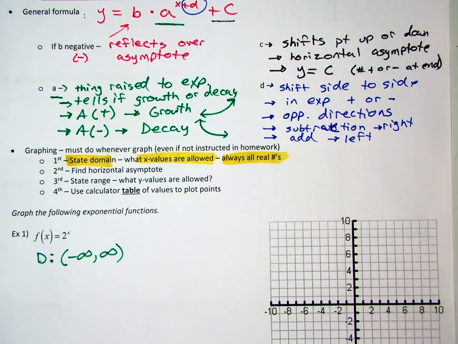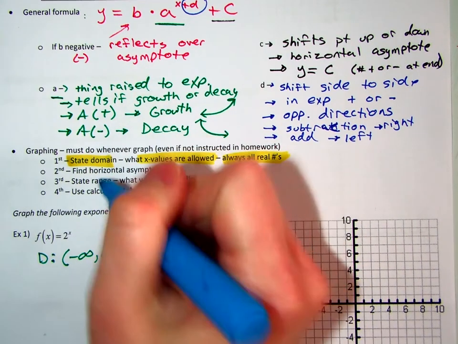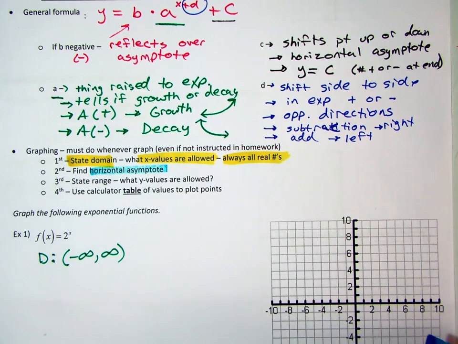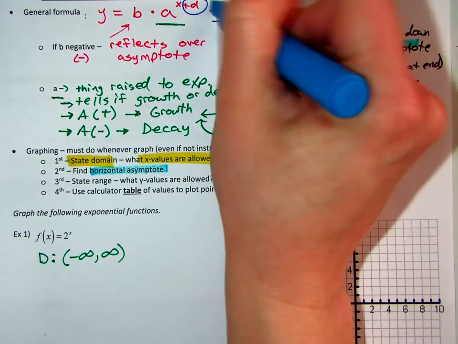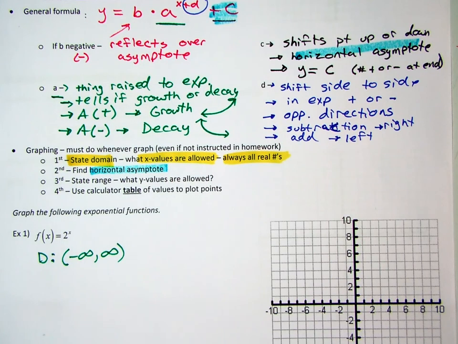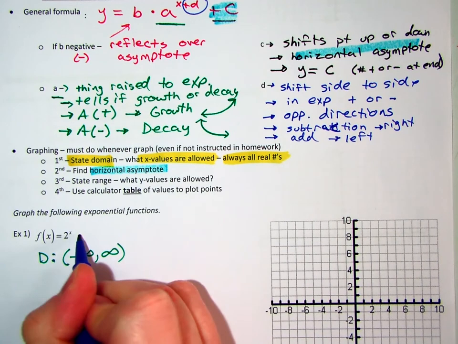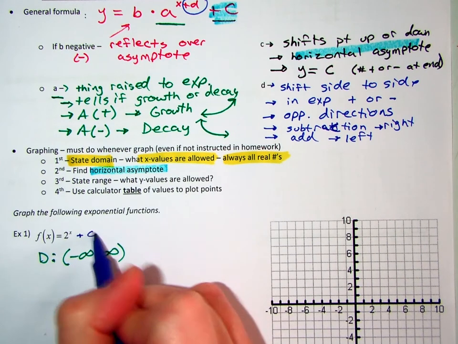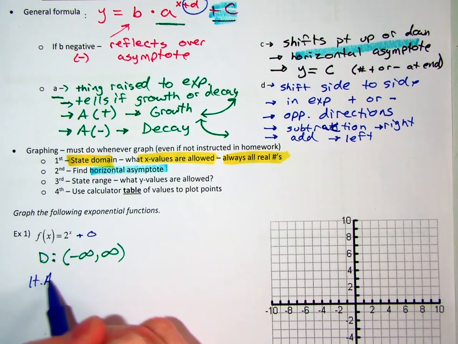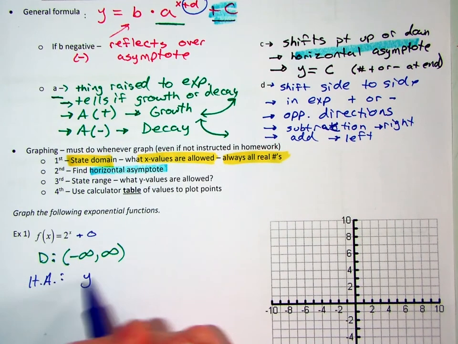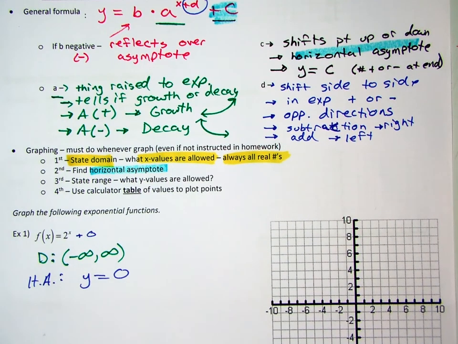Then the second step would be to find the horizontal asymptote. Now remember from before, the horizontal asymptote is that thing that's added at the end. So in this case, there's nothing added at the end, so we can say, well, what could we add? It would be 0. So my horizontal asymptote will be y equals 0.